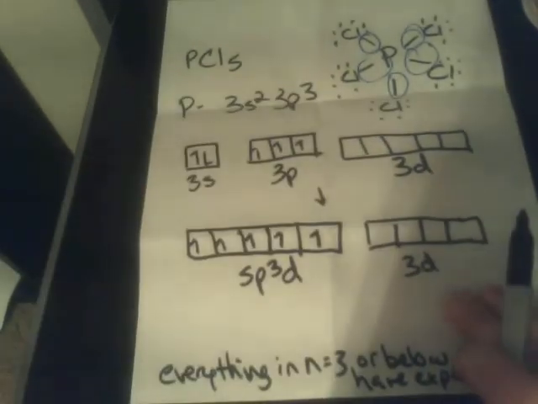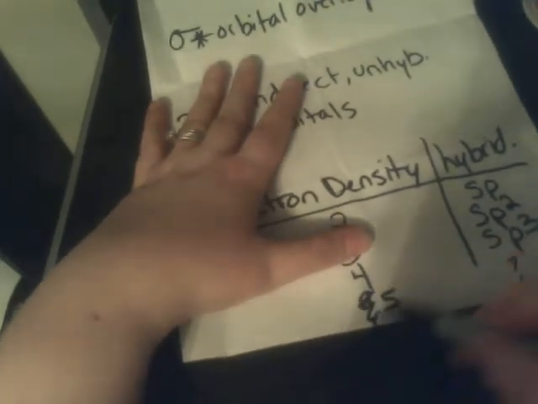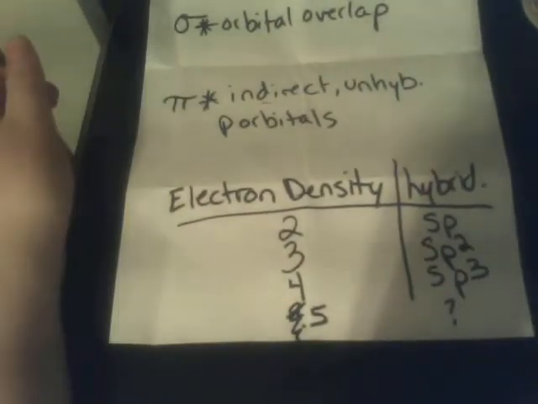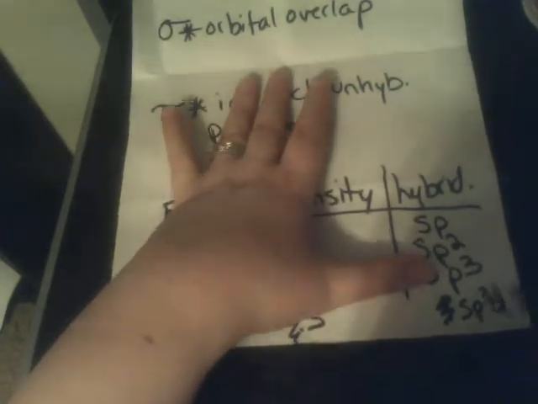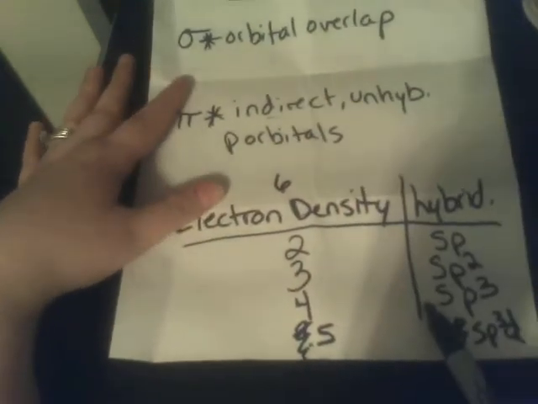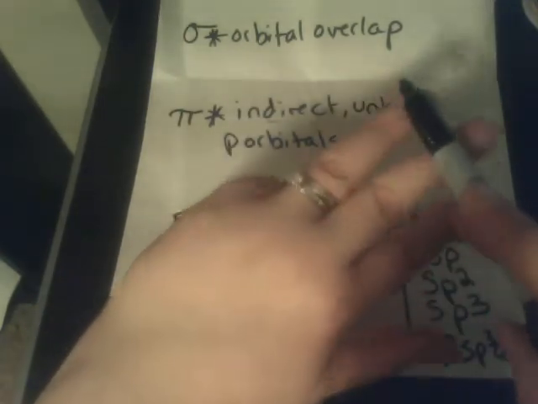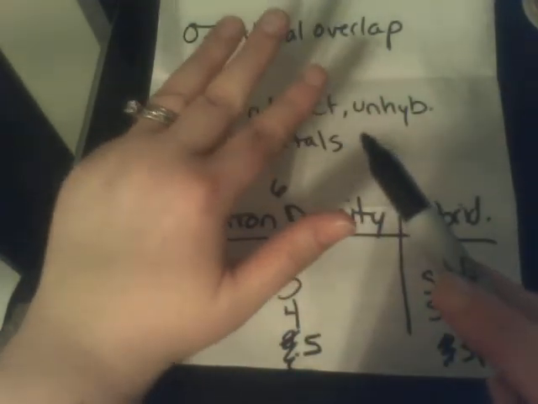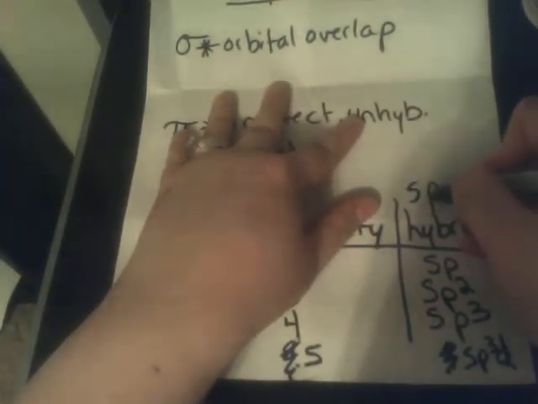So let's finish this chart, shall we? If we have 5 regions of electron density, what is it? sp3d. There's no more p's after 3, so it's sp3d. And lastly, what if we have 6 regions of electron density? S, and then you have 3 p's, so S, 1, 2, 3, P, and then D1, D2. So it is an sp3d2.